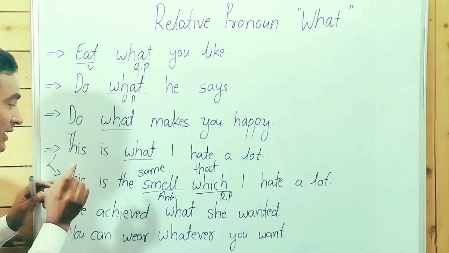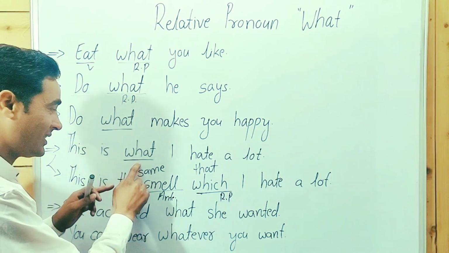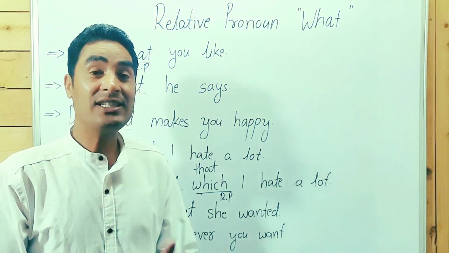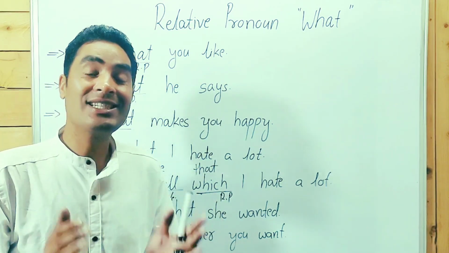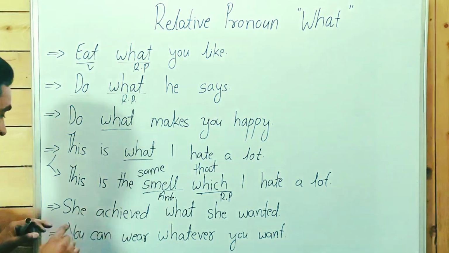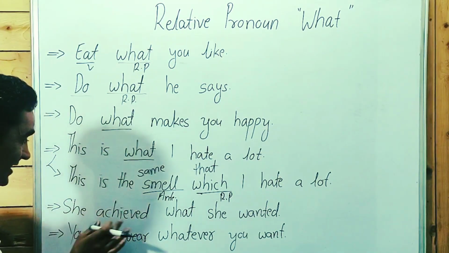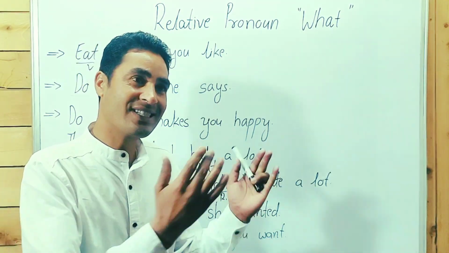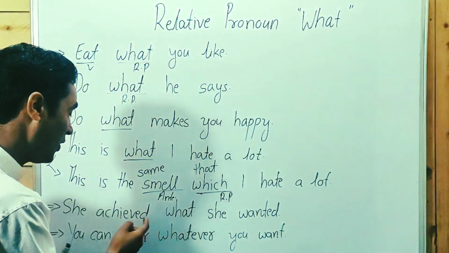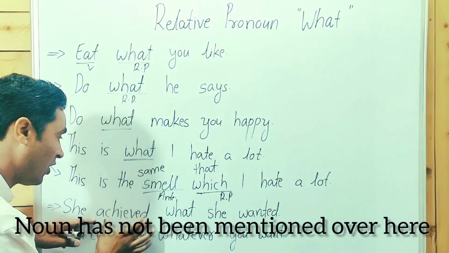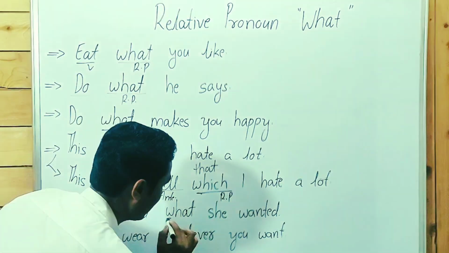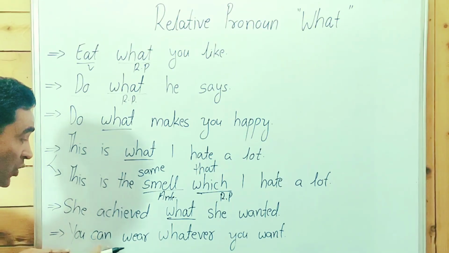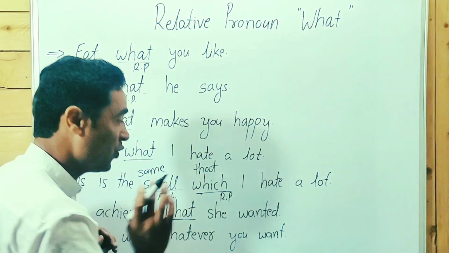But, point to be noted, this is what I hate a lot. I hope you understood what is used when the antecedent is not given as a relative pronoun. She achieved what she wanted. Whatever she wanted, she achieved. Noun has not been mentioned over here. What is a relative pronoun. You can wear whatever you want.